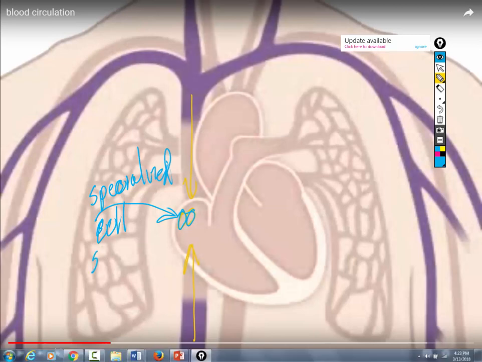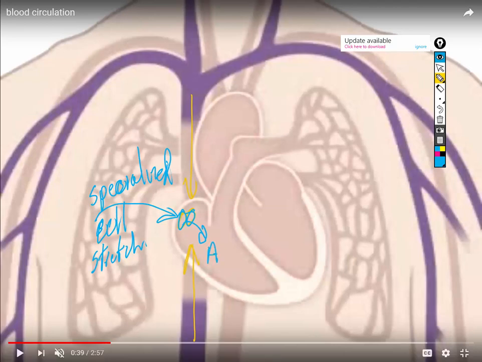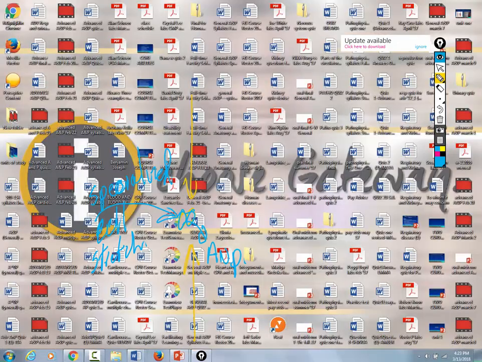Specialized cells that respond to stretch. What do you do to the right atria when you send more blood back to it? You stretch them. And when they're stretched, you release into the blood atrial natriuretic peptide. Say yes. Atrial natriuretic peptide has its effect.